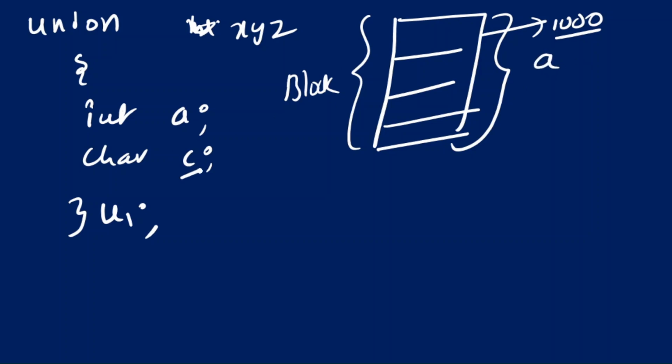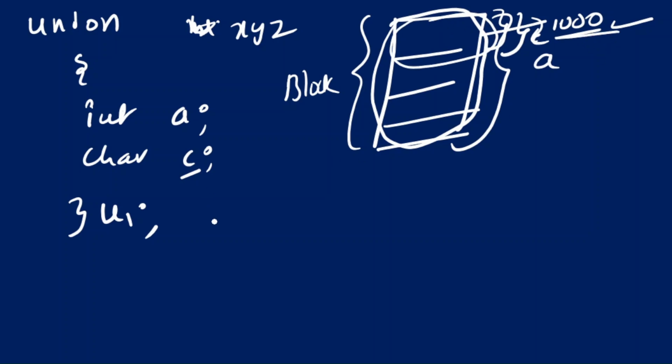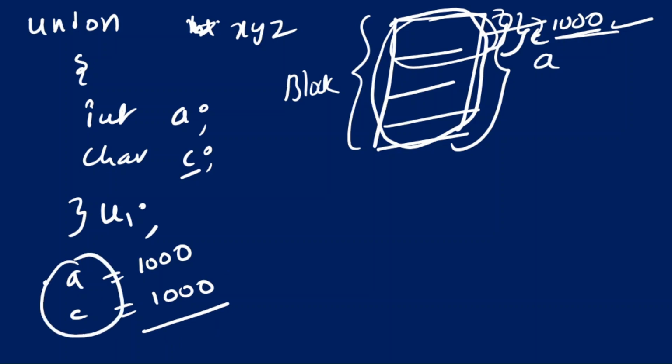Now the next variable is C. C needs only 1 byte. The first byte is used for C. Now when you take C and A, for A the entire block of 4 bytes, what is the base address? 1000. If you take only C's first byte, it also has the base address 1000. Means the variable A contains the base address 1000 and C also contains the base address 1000. Means that the variables A and C share the same memory location.